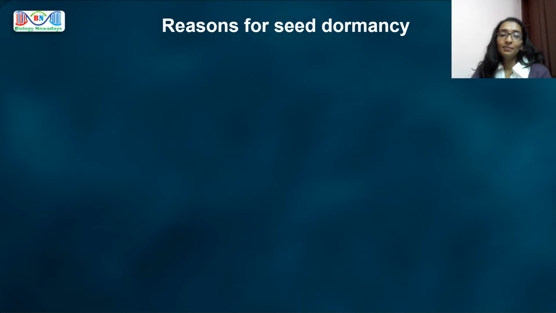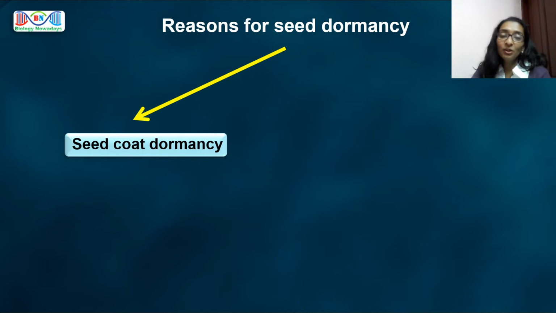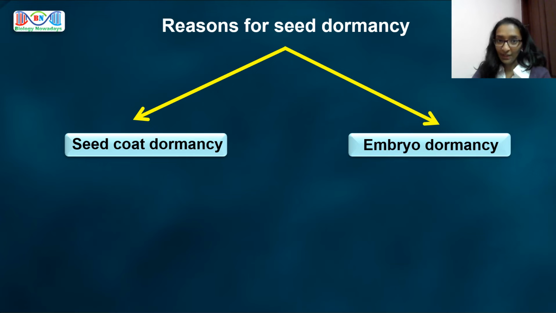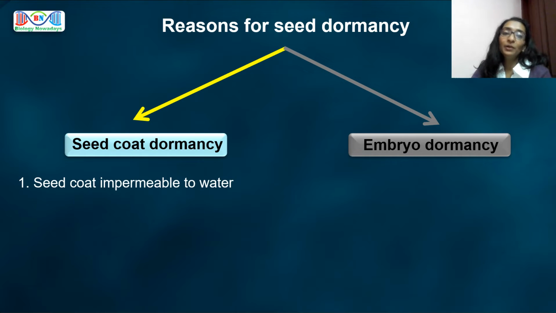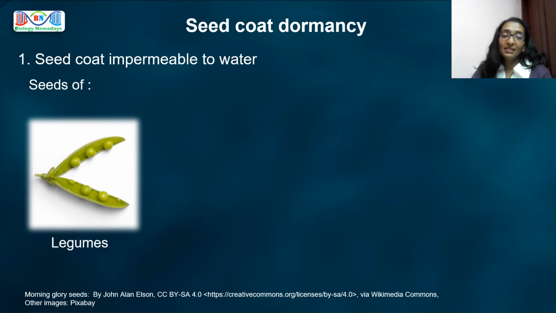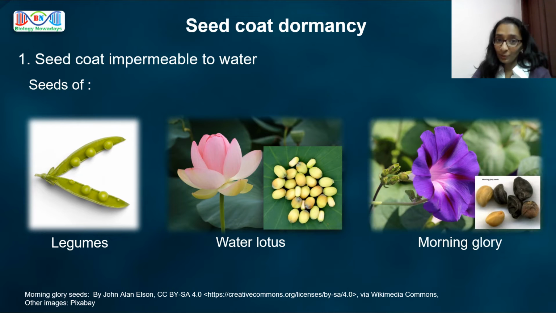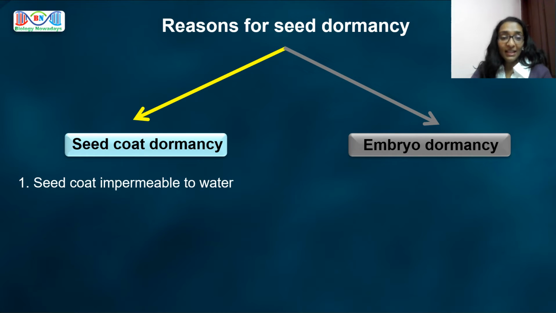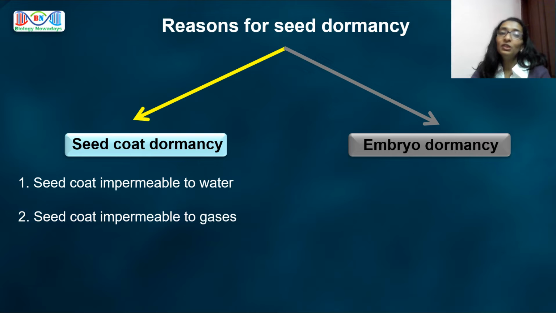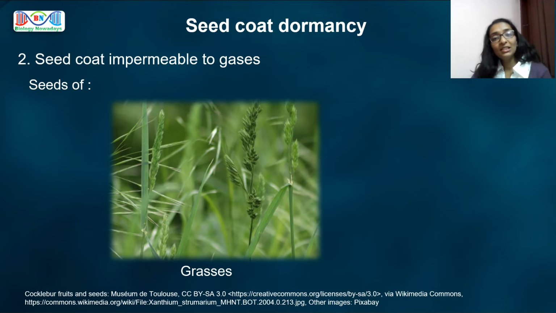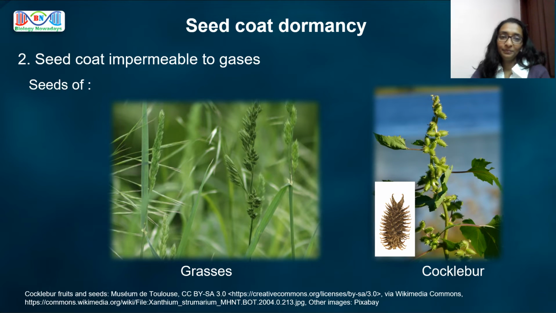So, now let's discuss the reasons for seed dormancy. Seed dormancy may be either due to seed coat dormancy or embryo dormancy. Let's see one by one in detail. First, seed coat dormancy. It may be due to a hard seed coat that is impermeable to water. This condition is very common in the seeds of many legumes, water lotus, morning glory, etc. Next reason for seed coat dormancy could be a seed coat that is impermeable to gases. This is found among seeds of many grasses and cocklebur.